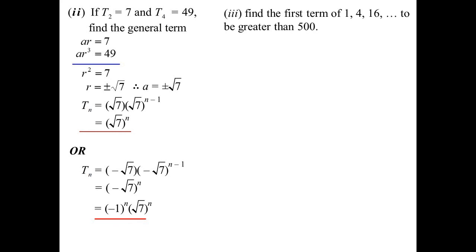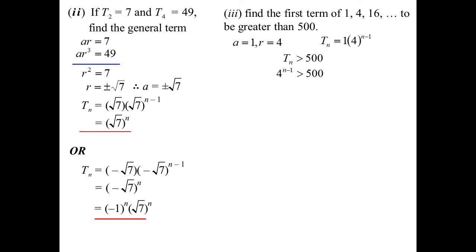What would the first term of this pattern, 1, 4, 16, what would be the first term that's greater than 500? So first term's 1, the ratio is 4, so we can work out our general term, AR to the n minus 1. Well, that's just 4 to the n minus 1. We're saying when is that general term greater than 500? So when is 4 to the power of n minus 1 greater than 500?